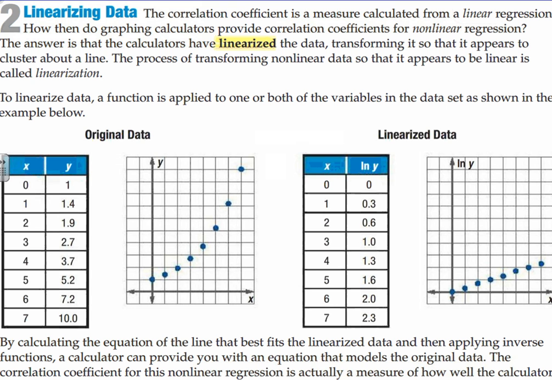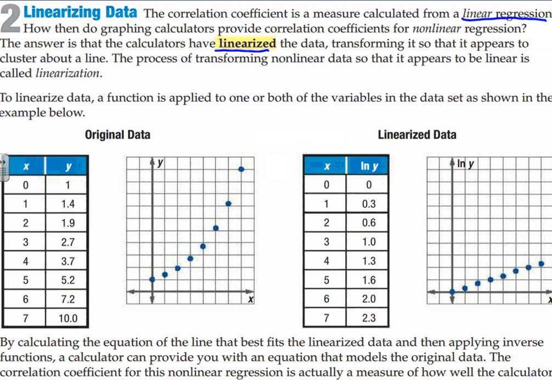I guess I am. The correlation coefficient is a measure calculated from a linear regression. So think about that. Correlation coefficient is calculated from a linear regression. Then how do calculators make a correlation coefficient if it's nonlinear regression? And so we're going to kind of delve into that. We're going to look now into the workings of a calculator so that we can be smart enough to know how that is.